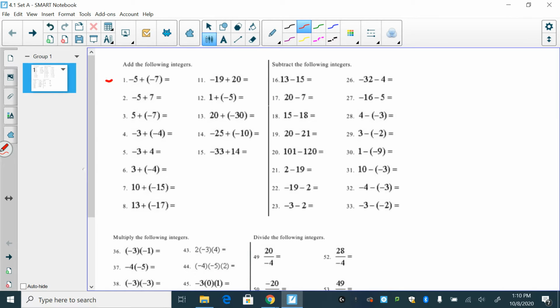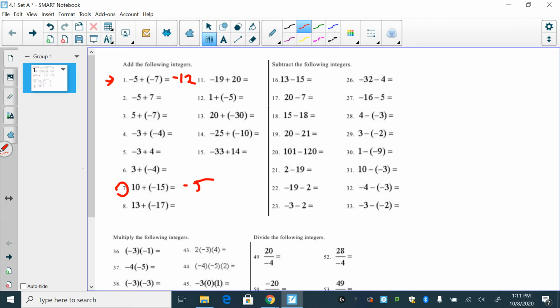So with number one, the way it reads is -5, and it's saying go more negative. So going more negative would be going left. So you're at -12. I will look at, say, number seven. So you've got 10 plus -15. So start at +10 and go more negative. So it'd be at -5.